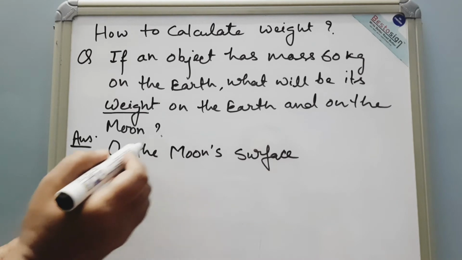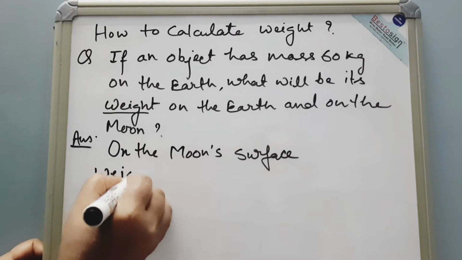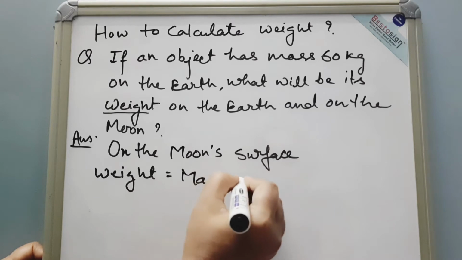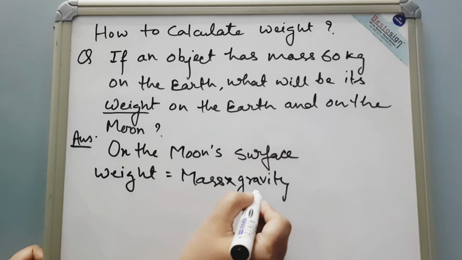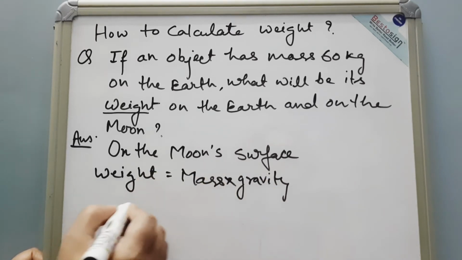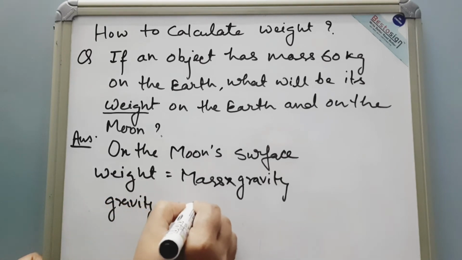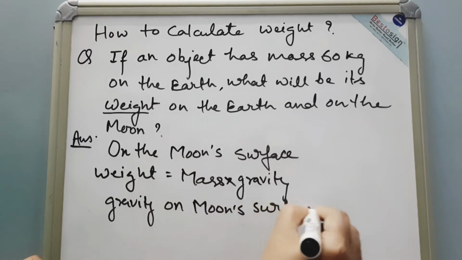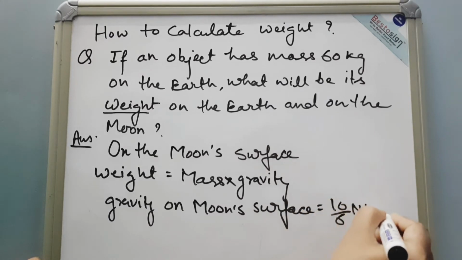Now we'll see what will happen on the moon's surface. We'll write the formula. Weight is equal to again mass into gravity. The same formula will be applied. And we'll use our information that gravity on the moon's surface will be 6 times lesser than Earth. So gravity on moon's surface will be 10 by 6 Newton per kilogram.